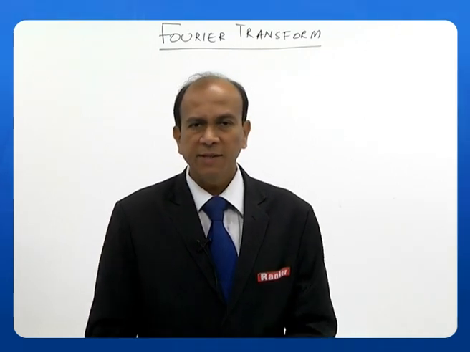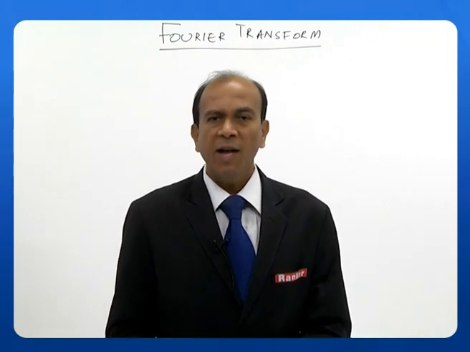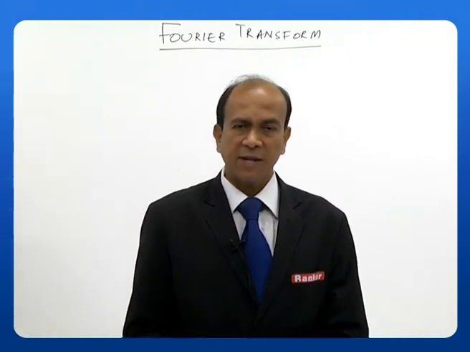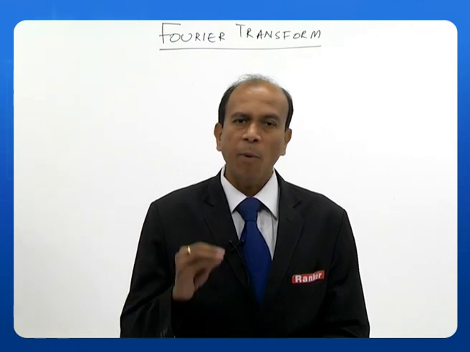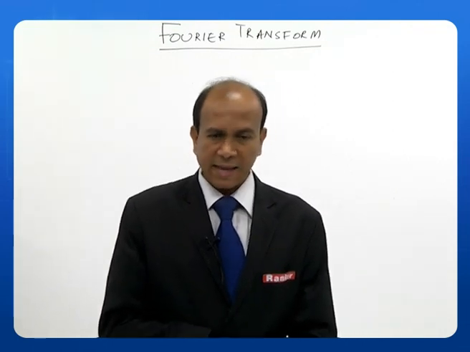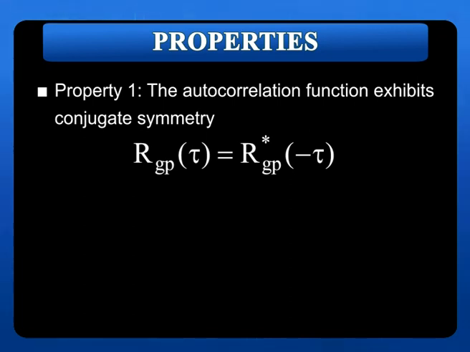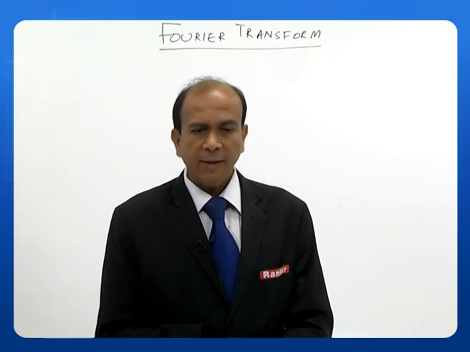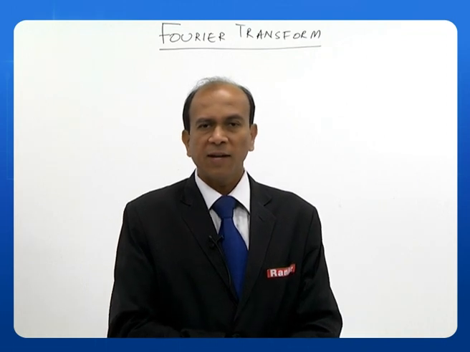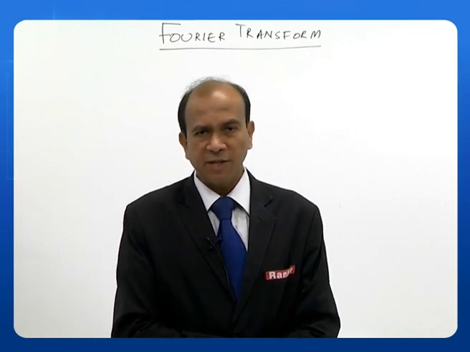So, let us see its properties. What are the different properties of the autocorrelation function of a power signal? Let us start off with property 1. Property 1 says the autocorrelation function of a periodic signal or a power signal exhibits conjugate symmetry, that is Rgp of tau will be equal to Rgp star of minus tau. Here Gp indicates it is a periodic signal. This property is similar to the property of the autocorrelation function for energy signals also.